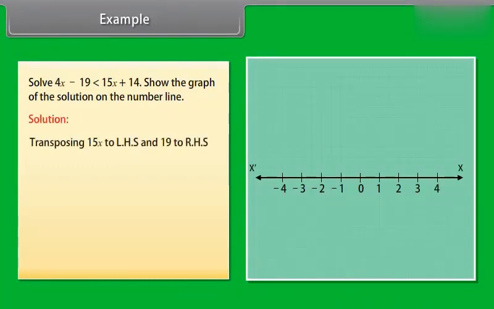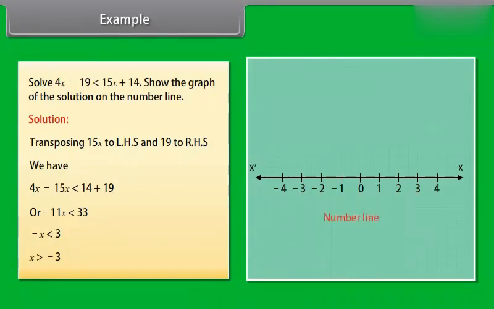Solution. Transposing 15x to LHS and 19 to RHS, we have 4x minus 15x is less than 14 plus 19, or minus 11x is less than 33. Minus x is less than 3. x is greater than minus 3. This inequality is shown on a number line. First, we draw an open circle because x is not equal to minus 3 and an arrow to the right because we want values greater than minus 3.